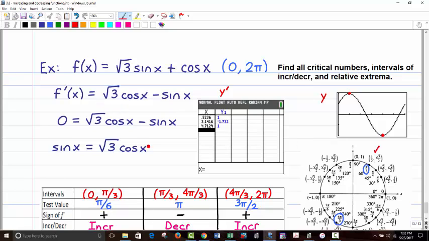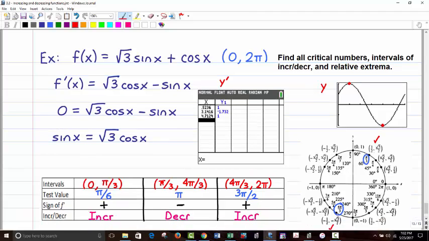Set that equals 0. I'll bring the sine of x over, square root of 3. Now there's several ways to go about this. You could actually substitute this into the sine squared plus cosine squared equals 1 equation and solve that way.